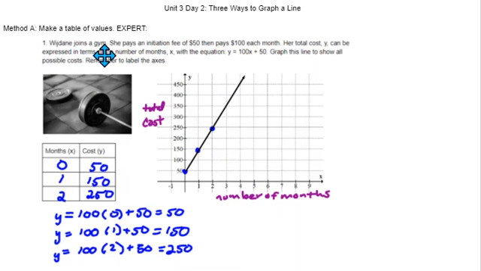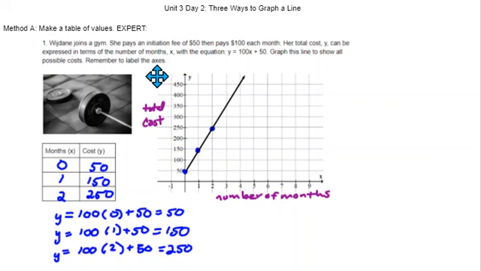Witchdane joins a gym. She pays an initiation fee of $50 and then pays $100 each month. Her total cost y can be expressed in terms of the number of months x with the equation y equals 100x plus 50. Graph this line to show all possible costs. Remember to label the axes.